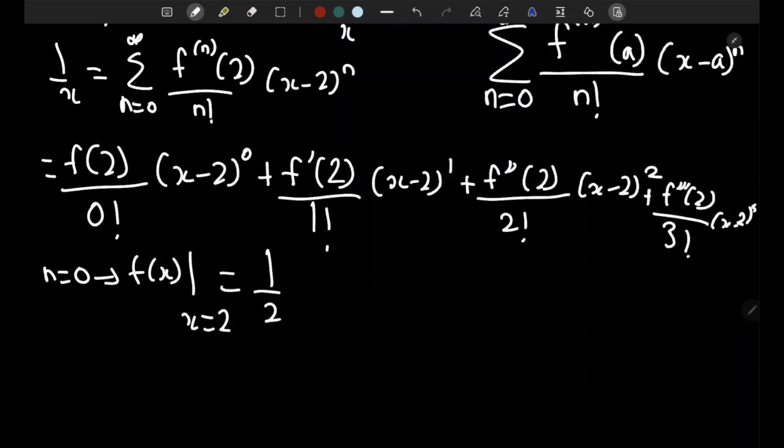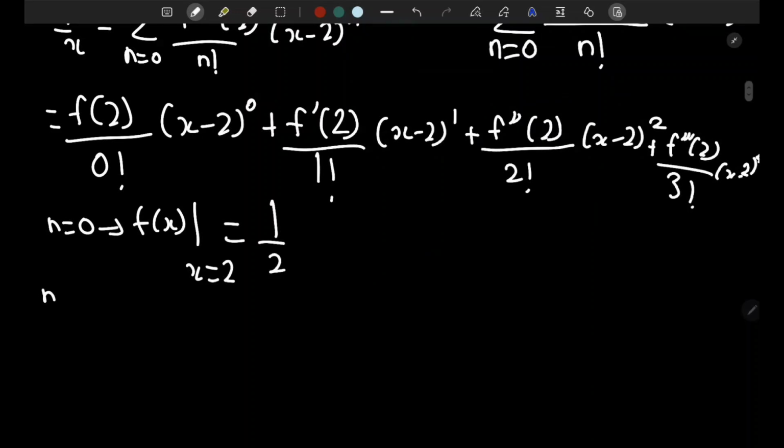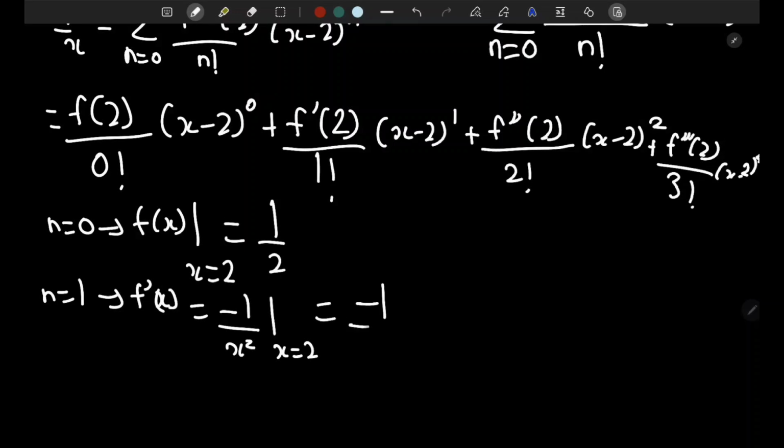Now, when you have n equal to 1, we have f prime of x. So what is the derivative of 1 over x? It's going to be negative 1 over x squared evaluated at x equals 2, and this will be equal to negative 1 over 2 squared. And you'll see why I'm not simplifying this later. So leave it as this, the x to the power of 2, so it's going to be 2 to the power of 2.